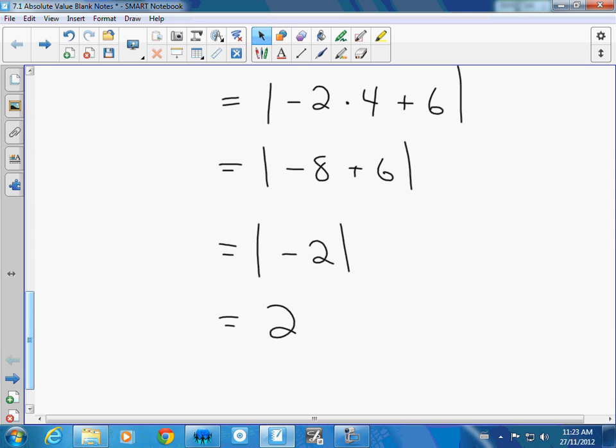Guys, all you have to remember is that absolute value is the distance from 0, and distance is always positive. Now, that doesn't say that you couldn't have a negative answer. You can have a negative answer, but it depends on where the absolute value signs are.